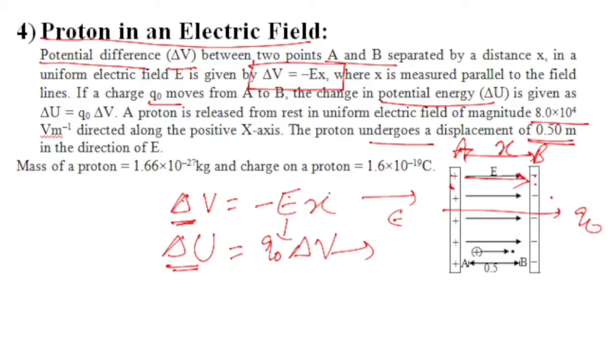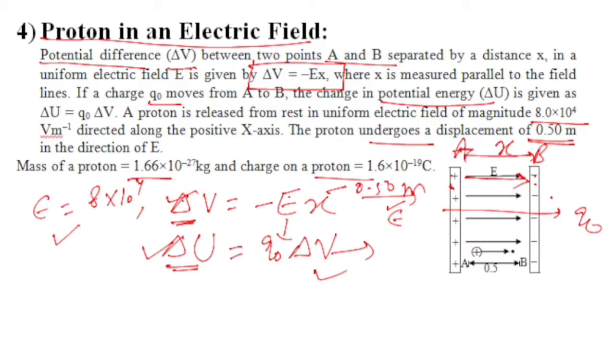It means x is given here, 0.50 meter. Electric field is also given. E is given as 8 into 10 to the power 4. So, E is given, x is given, you know potential difference is minus Ex, change in potential energy delta U is Q naught delta V. All these things are given. Also, one more thing is given, mass of a proton. It is given as 1.66 into 10 to the power minus 27 kg, and charge on a proton is 1.6 into 10 to the power minus 19 coulomb. So, these things are given.